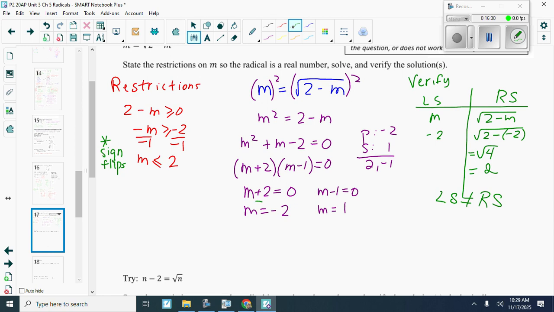So this left side does not equal the right side. So this one is going to be extraneous.